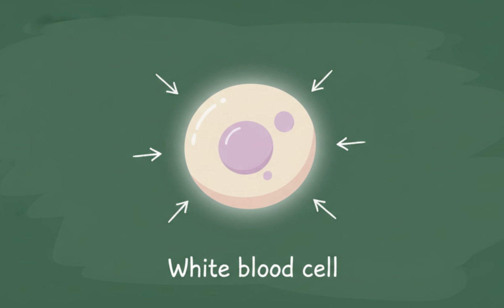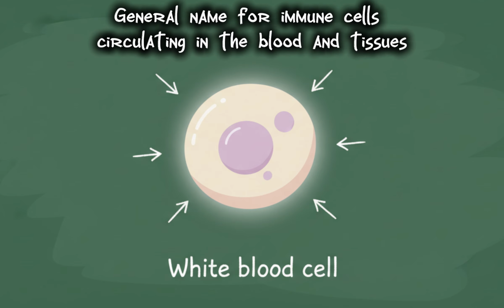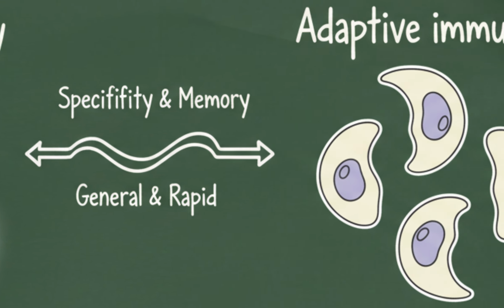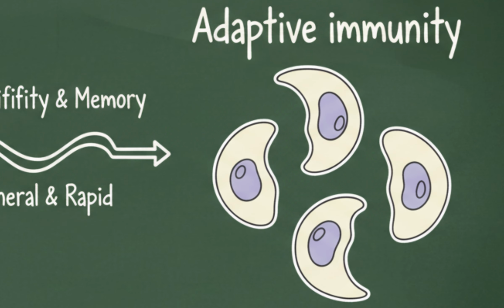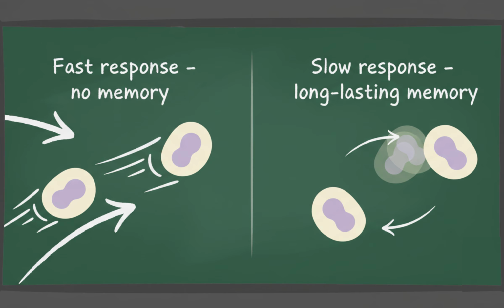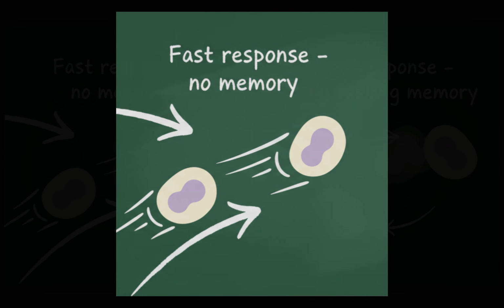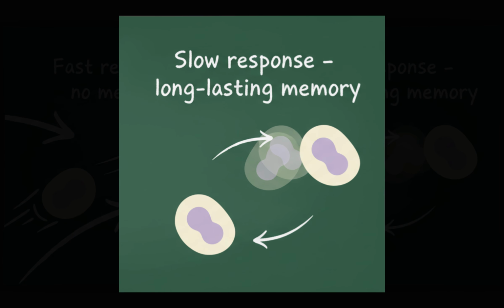White blood cells are the general name for immune cells circulating in the blood and tissues. Some belong to innate immunity, while others belong to adaptive immunity. The core difference between these two groups lies in specificity and memory. Innate immune cells respond quickly without detailed discrimination. Adaptive immune cells respond more slowly but retain long-term memory.